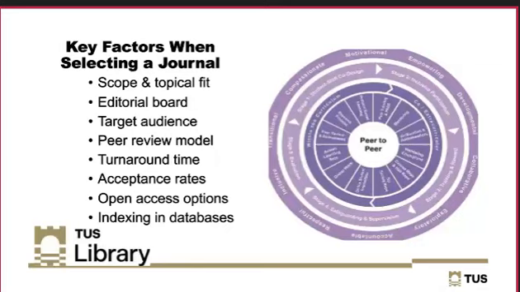There are several important factors to consider when selecting a journal. Ask yourself, does the journal publish work in your subject area? Will your intended audience read it? Is it indexed in a major database such as Scopus or Web of Science? Does it offer suitable open access options? These considerations can help maximize the impact of your research.